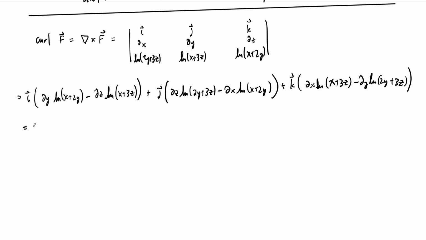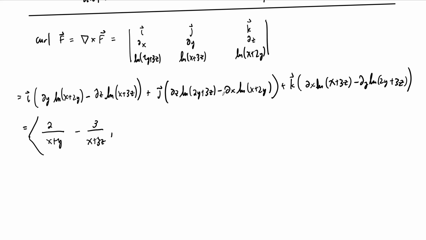Each of these derivatives is going to be a chain rule, and the chains are not going to be too crazy, so let's just write it out here. This one's going to end up being 2 over x plus y, that's the y derivative here, minus the z derivative of this one, which is 3 over x plus 3z. Okay, we go to the next one.